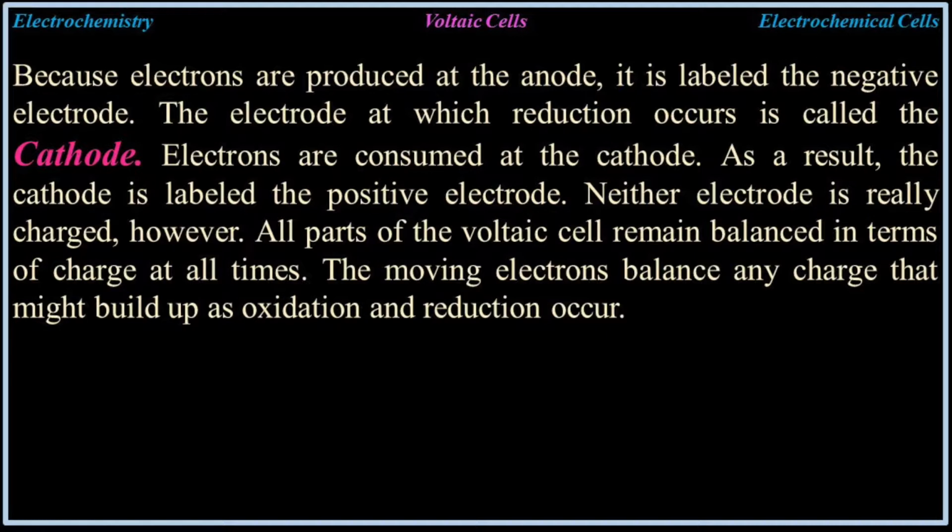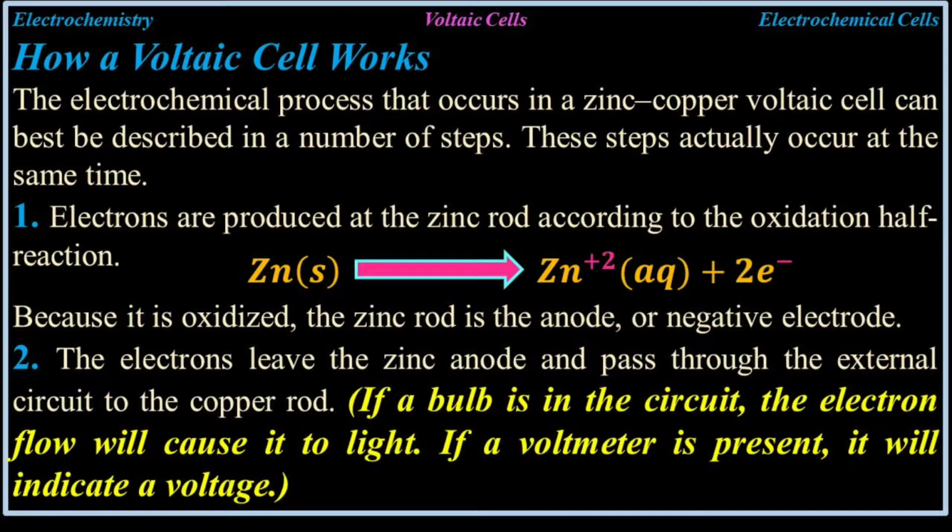The electrode at which reduction occurs is called the cathode. Electrons are consumed at the cathode. As a result, the cathode is labeled the positive electrode. Neither electrode is really charged, however. All parts of the voltaic cell remain balanced in terms of charge at all times. The moving electrons balance any charge that might build up as oxidation and reduction occur.